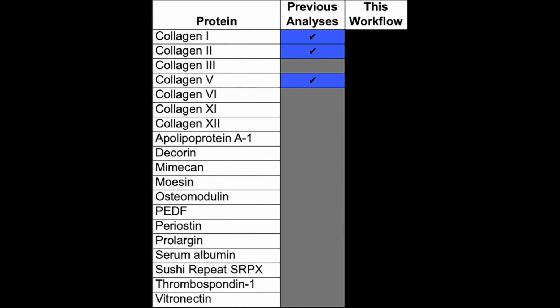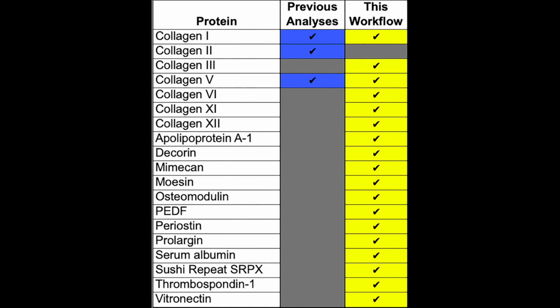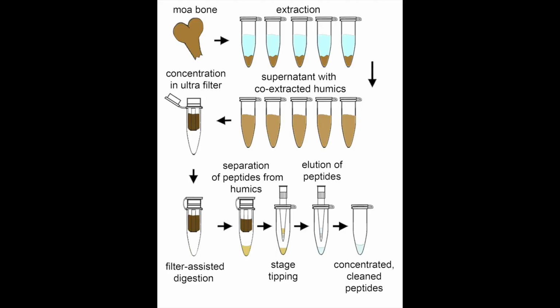But when I ran the fossil samples on the mass spectrometer, not only did I identify collagens 1 and 5, but I identified 16 additional proteins that hadn't been found in the original analysis, and which had never been seen before for this animal. Even though my method did exactly what I had hoped that it would do, I was a little shocked. Pleased, but shocked.